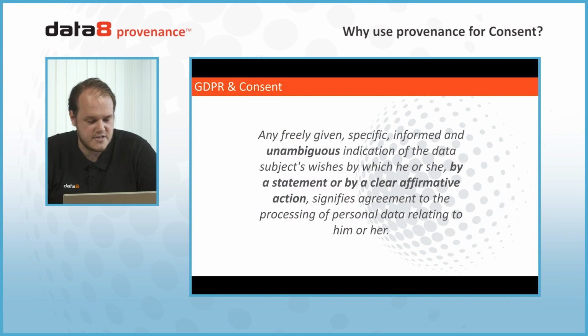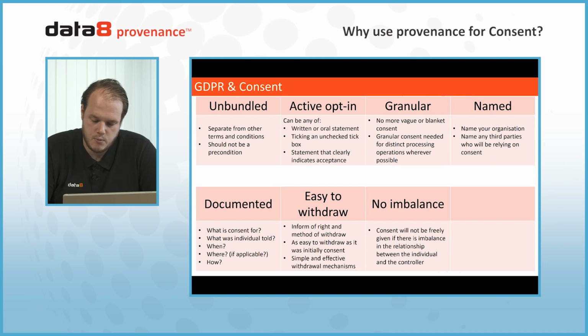There is a definition of consent, which you can see on the screen now. I won't read all of it, but it's an interesting definition. And then we have what is defined as all the different types of consent. These things all now need to exist, and you can't just have a blanket consent of "I consent to everything, thank you." So there's all sorts: unbundled, active opt-in, granular, named, documented, easy to withdraw, and known balance.